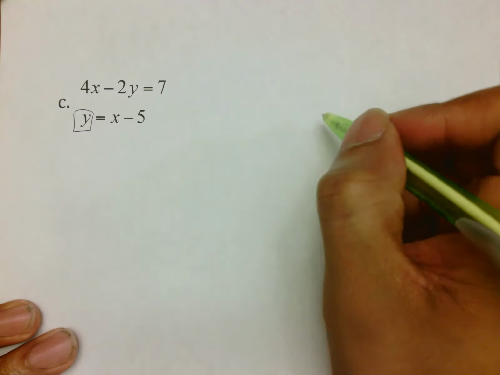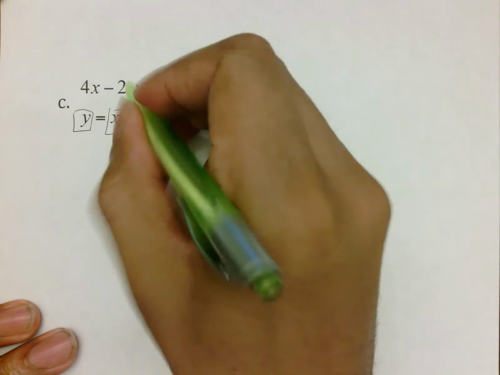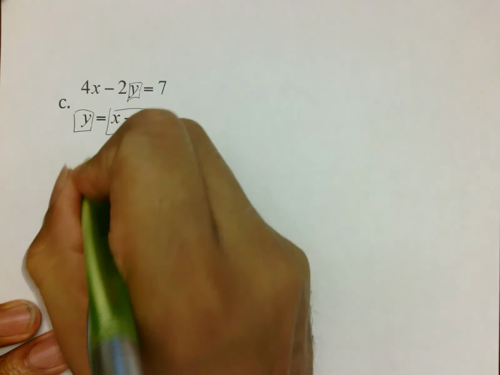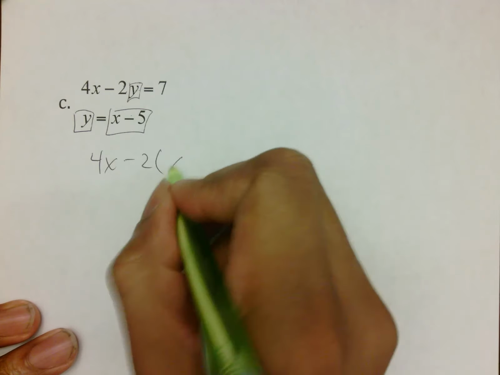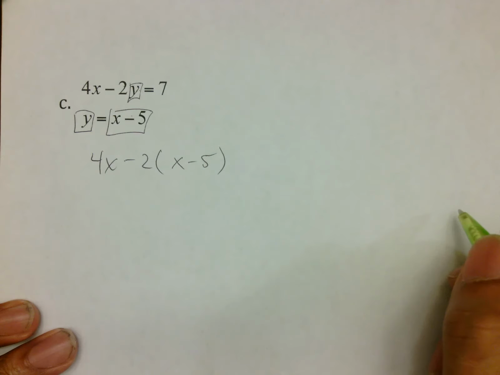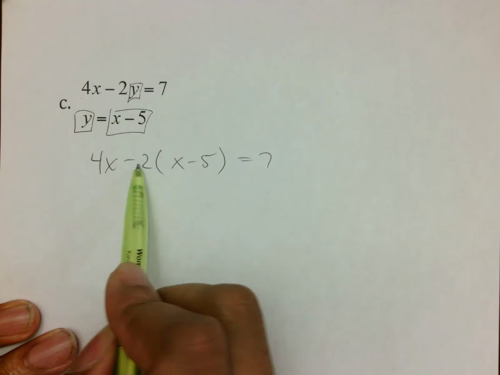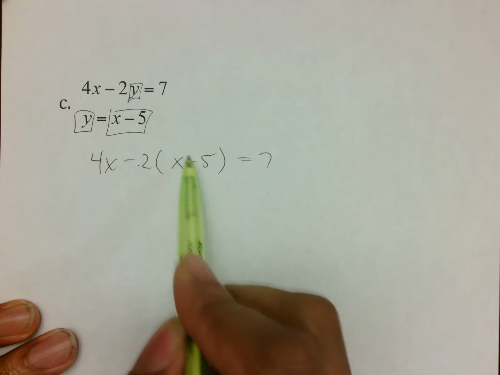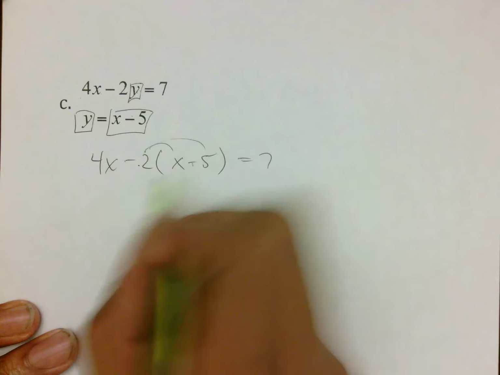C. This is the variable by itself. This is what it's equal to, so it has the same value as that. And then this y means you can swap that out for it. So we put 4x minus 2 parentheses x minus 5 equals 7. Again, 4x minus 2, swap out y with parentheses, always use parentheses, and then equals 7. Don't forget that this is a negative 2.